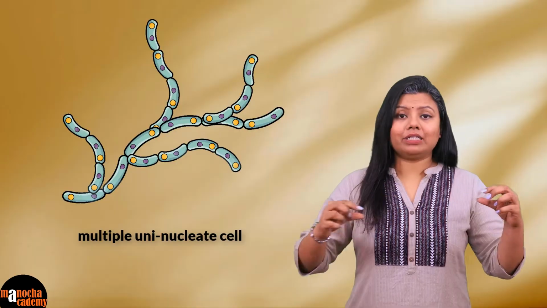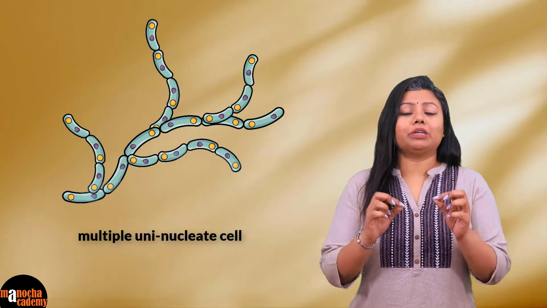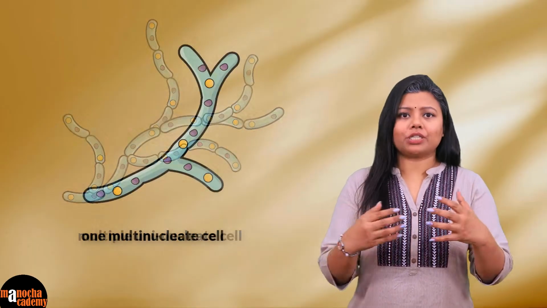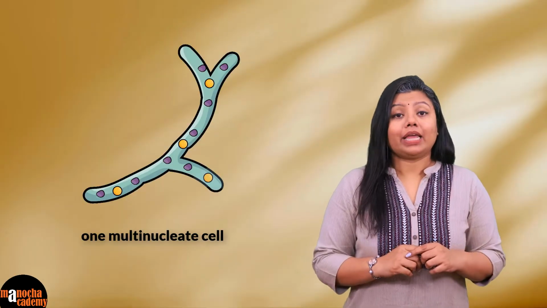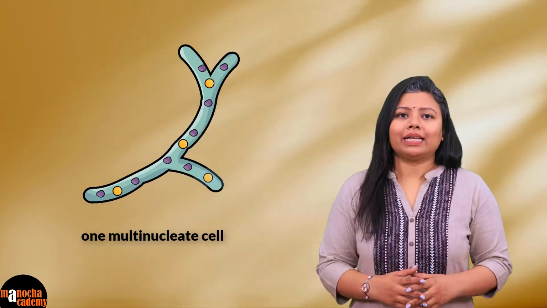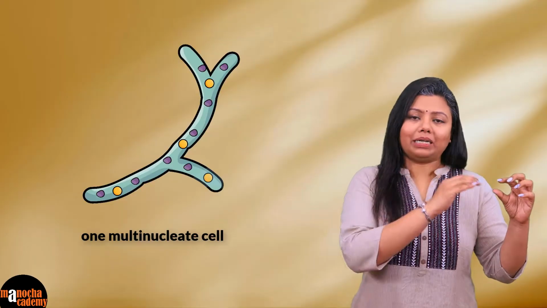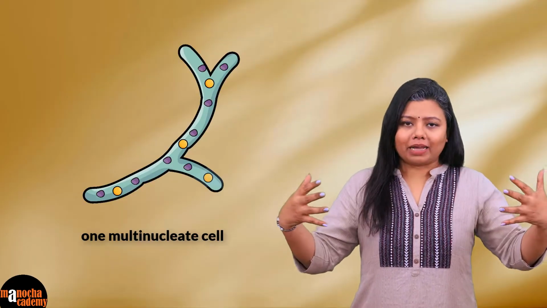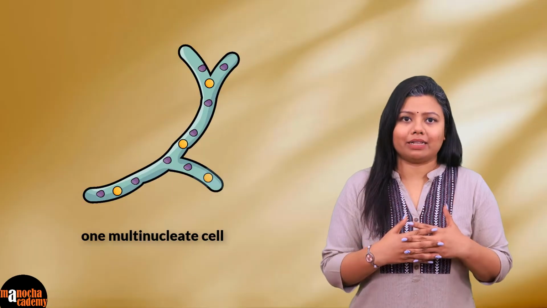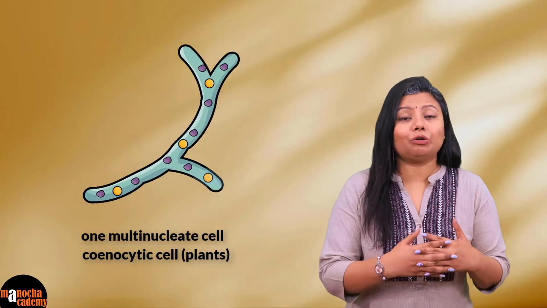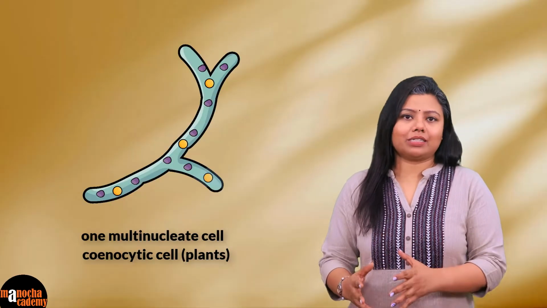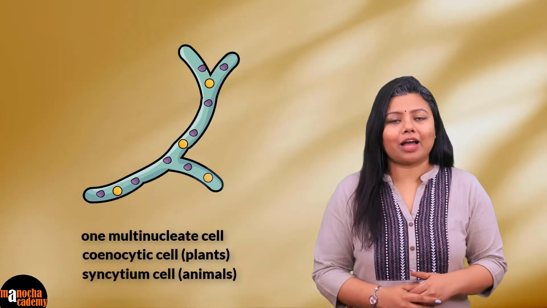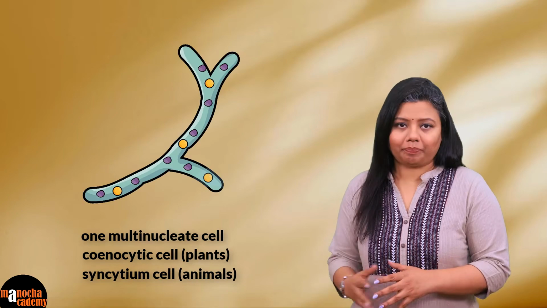Sometimes several cells containing a single nucleus each fuse to form a single cell with multiple nuclei. In case of plants, these cells with multiple nuclei formed by the union of uninuclear cells are known as cenocytic cells, whereas these same cells in case of animals are known as syncytium.